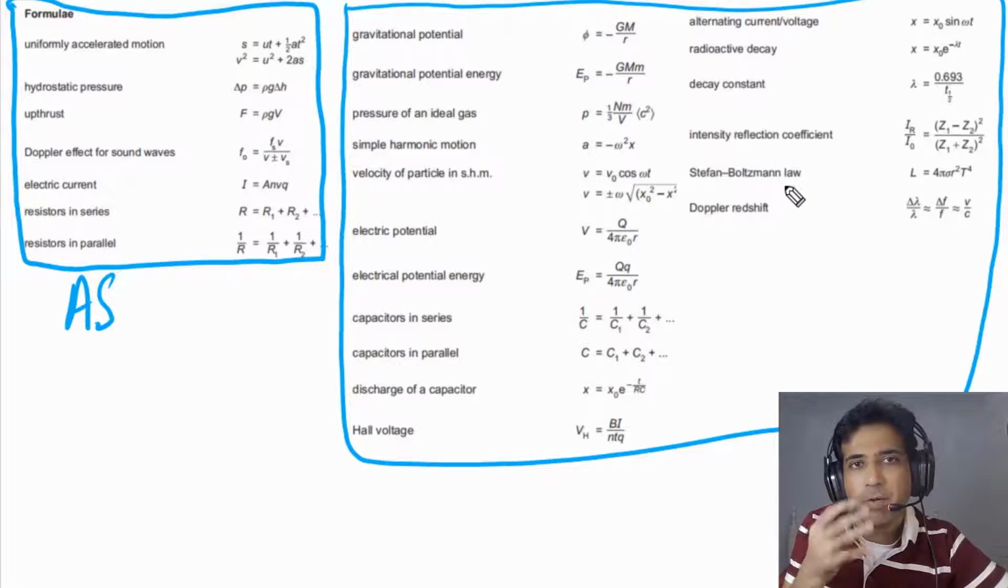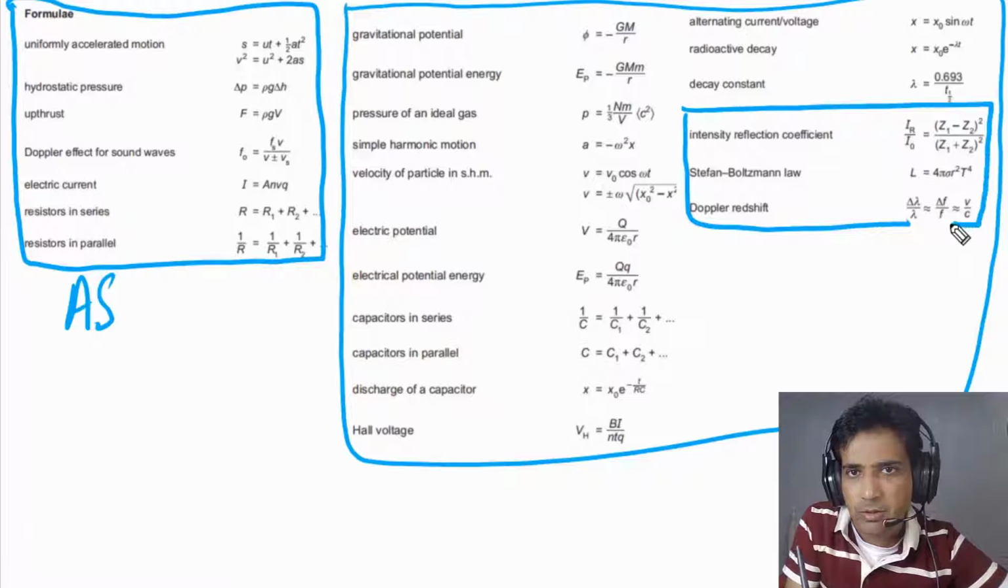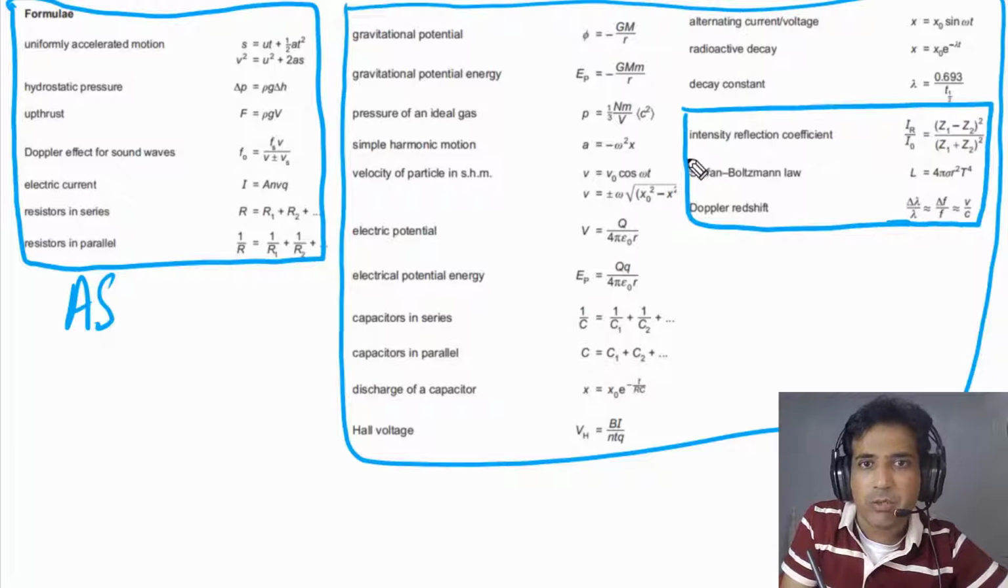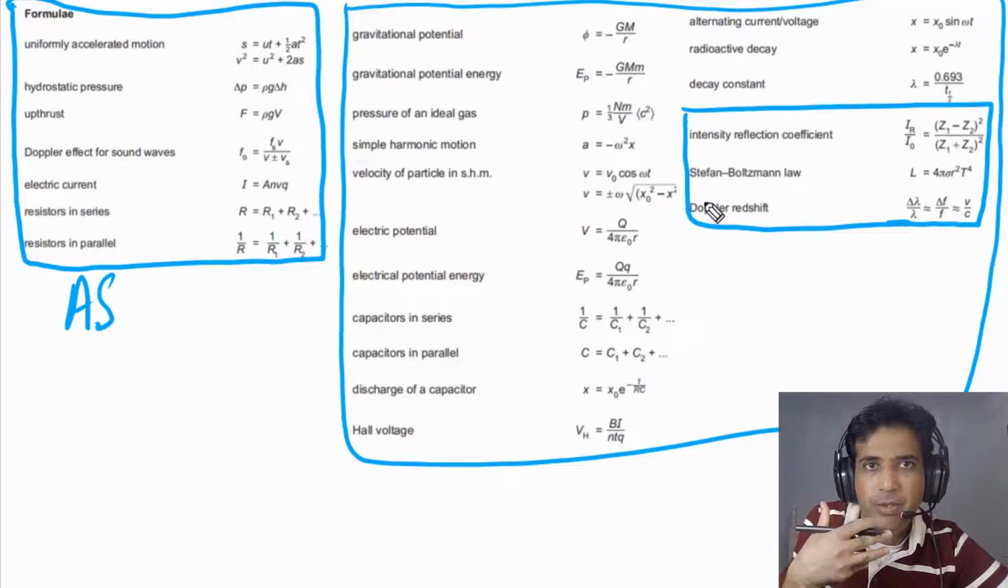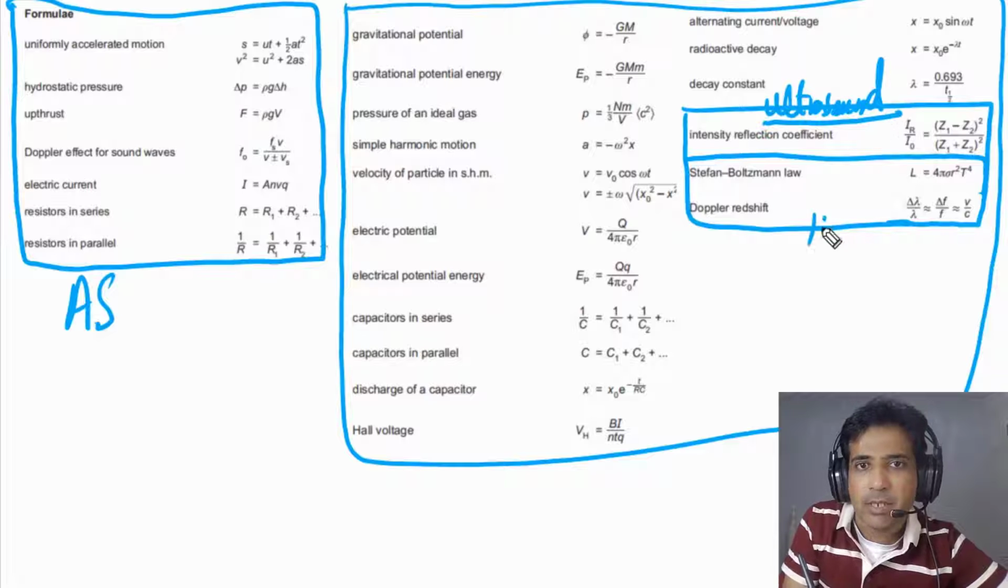But there is one subtle change in this formula list. In 2022, they have added these three formulae here, because in the new syllabus we have a new topic about astronomy and cosmology. So these formulae are for astronomy and cosmology. And this formula is for ultrasound. So these are three new formulae in this formula list.